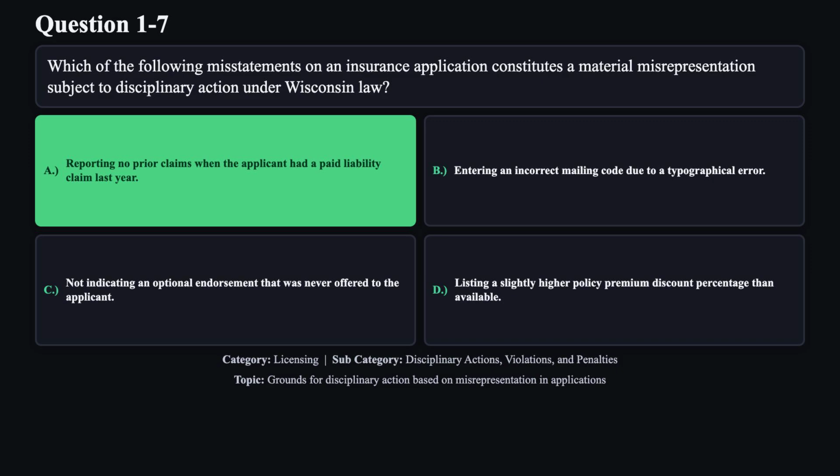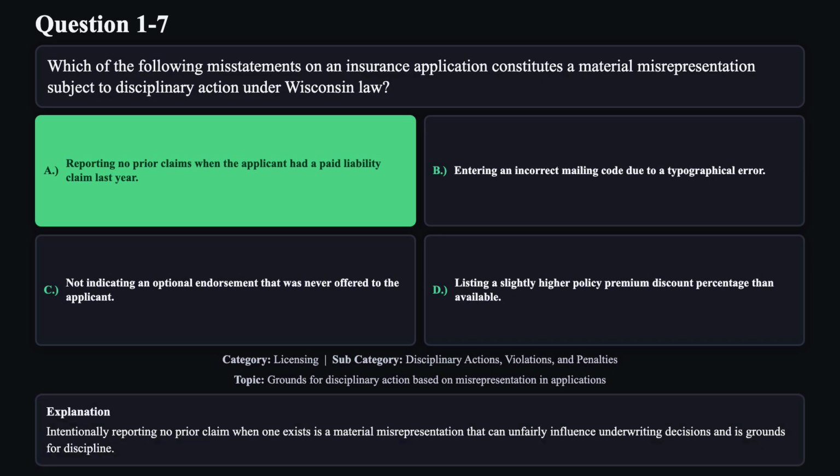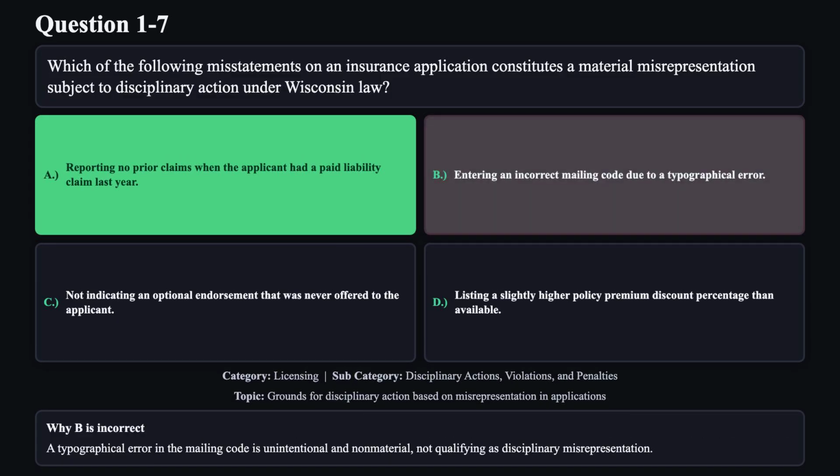The correct answer is A. Intentionally reporting no prior claim when one exists is a material misrepresentation that can unfairly influence underwriting decisions and is grounds for discipline. Reason B is not correct. A typographical error in the mailing code is unintentional and non-material, not qualifying as disciplinary misrepresentation.